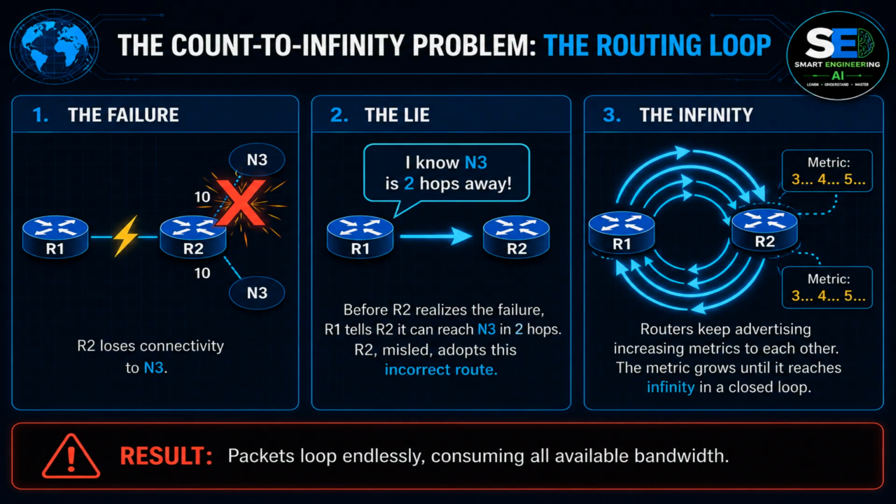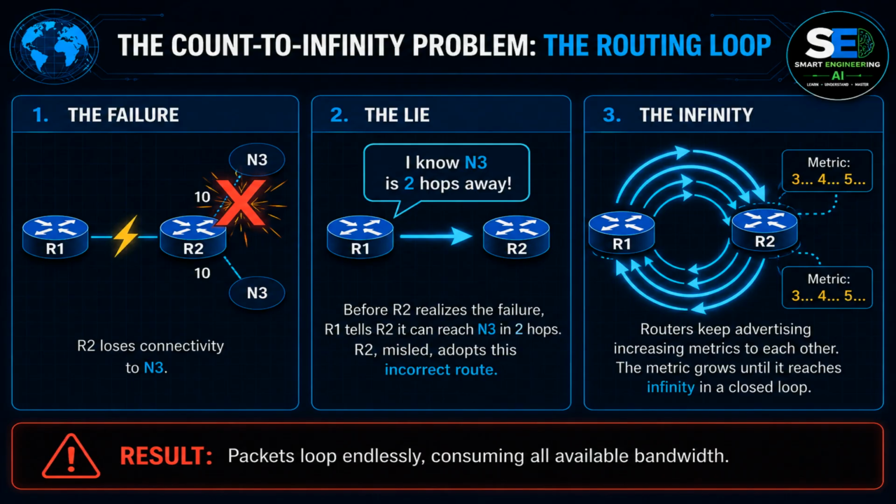R2 mistakenly believes this outdated information and assumes that R1 has a valid path to the destination. Step 3. The infinite loop. R1 and R2 begin sending packets to each other continuously. Each router believes the other one knows the correct path. As a result, the metric keeps increasing. 3 hops, 4 hops, 5 hops, and so on, until RIP finally reaches its maximum value. During this time, packets circulate endlessly inside the network, consuming bandwidth and reducing network performance.